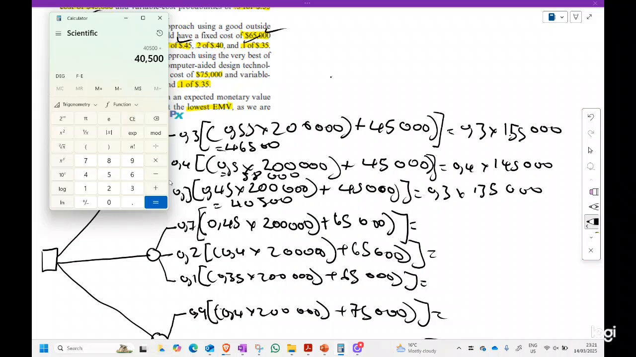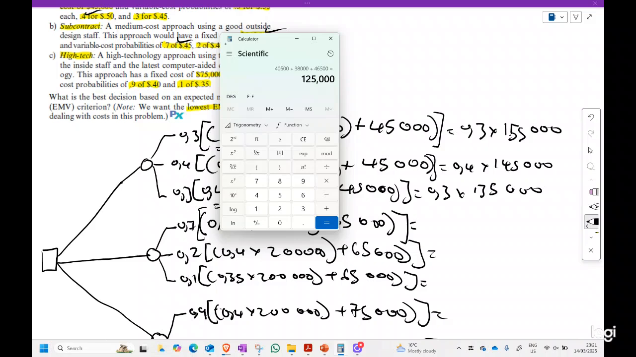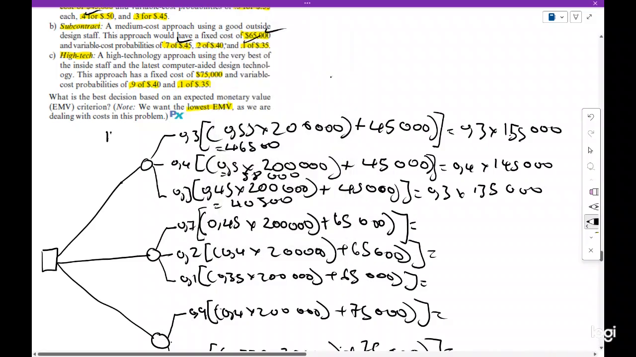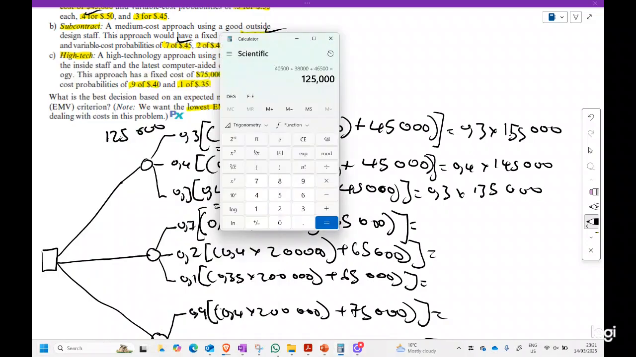Plus 38,000 plus 46,500, which is 125. When you come there, see 125, like that. Move right along now.